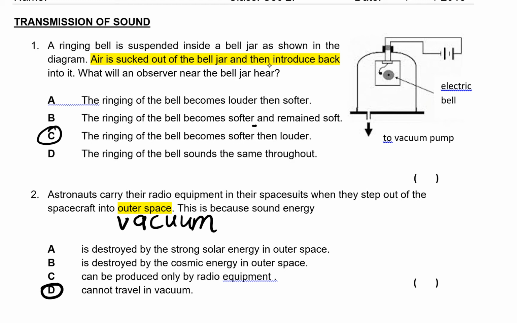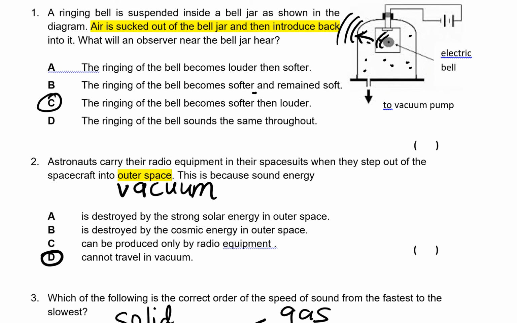And then the air is reintroduced back into the jar. So air is allowed to enter. So when air enters the jar, there will be air particles inside. And so now whatever vibration that the bell is making, the vibration will then be passed to the air particles, which will then make the bell jar vibrate. And then you will be able to hear it. So therefore the answer is C. It becomes softer as you remove the medium, and then it becomes louder again as you reintroduce the medium.